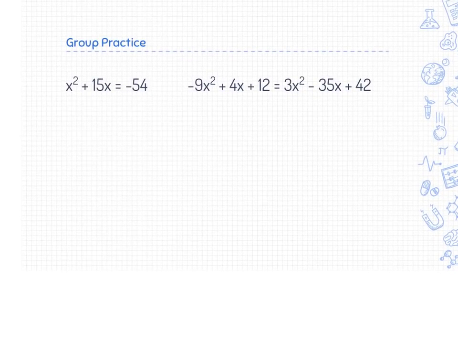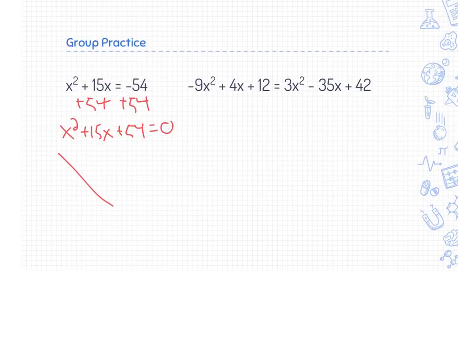Alright, so looking at the first one here, GCF, again not set equal to 0, so I'm going to set it equal to 0 to start. I'm going to add this 54 over, and we get x squared plus 15x plus 54 equals 0. There is no GCF, so I'm going to go ahead and X box this, so I get 54 and 15. And then what multiplies to 54 and adds to 15? Okay, so that would be 9 and 6.